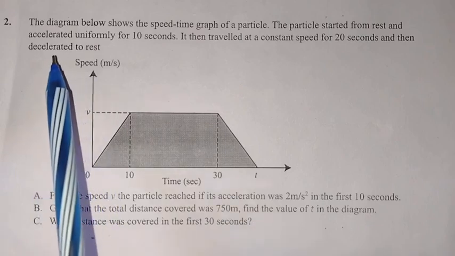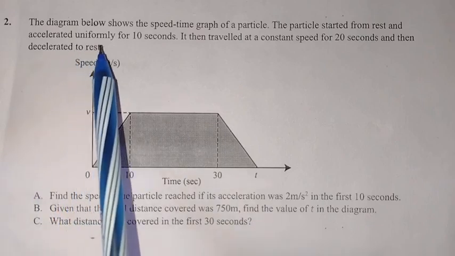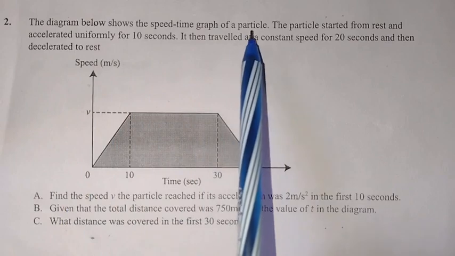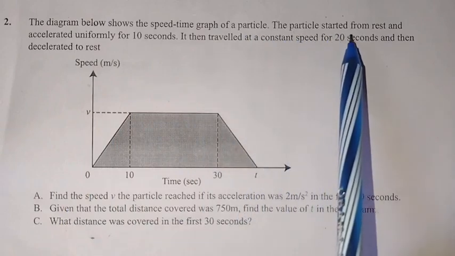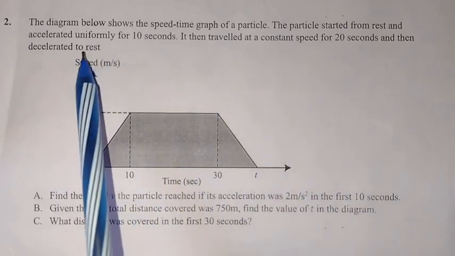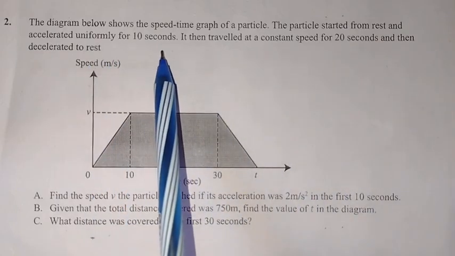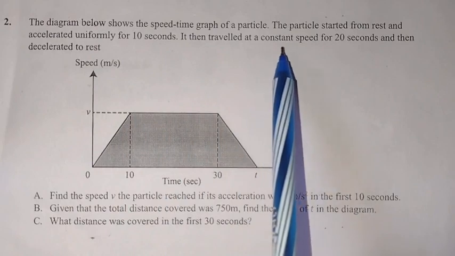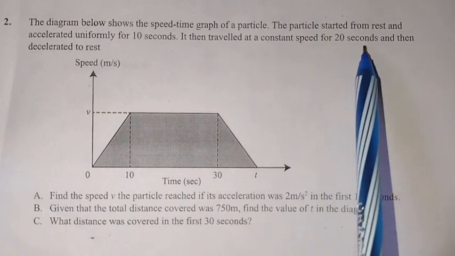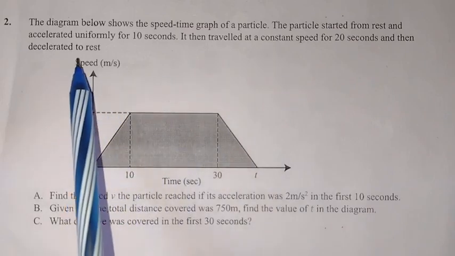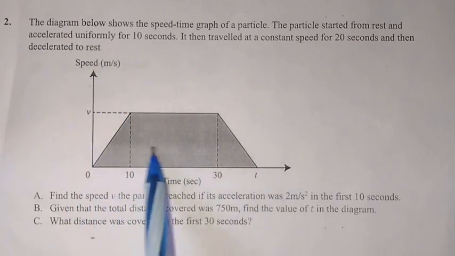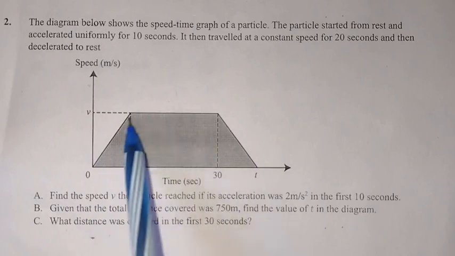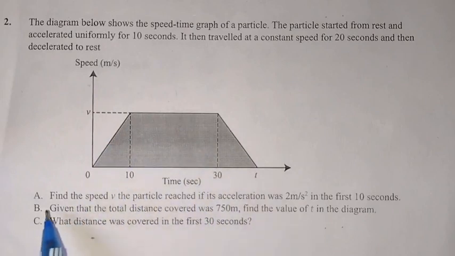So here is our question. The question reads: the diagram below shows the speed-time graph of a particle. The particle started from rest and accelerated uniformly for 10 seconds. It then traveled at a constant speed for 20 seconds and then accelerated to rest. So this is the diagram showing the speed-time graph of the particle. So we have our first question right here.